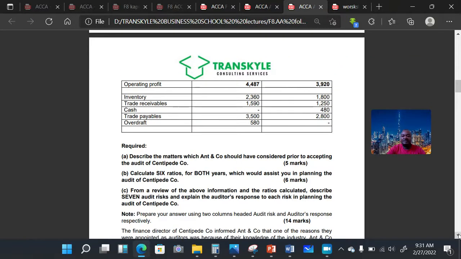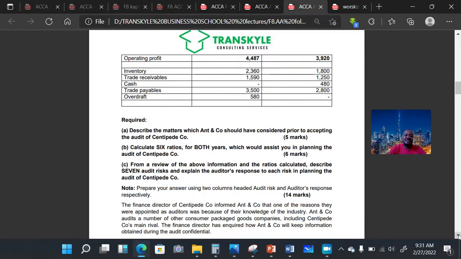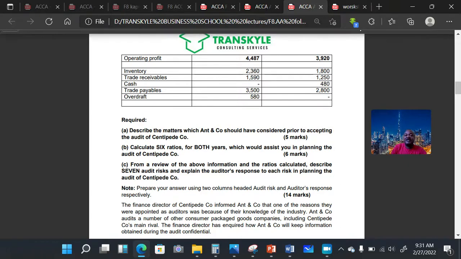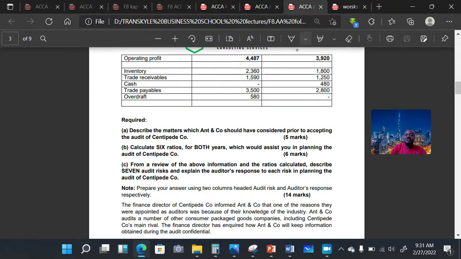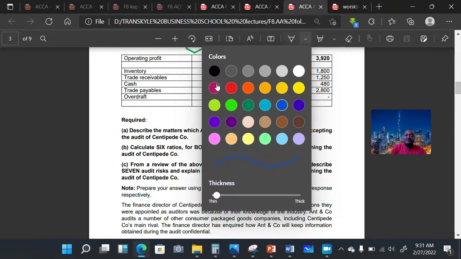The requirement. The first requirement is that we have to describe matters which Audit Co should have considered prior to accepting the audit of Centipede. So acceptance procedures are required here. What do you have to do before you accept a client?